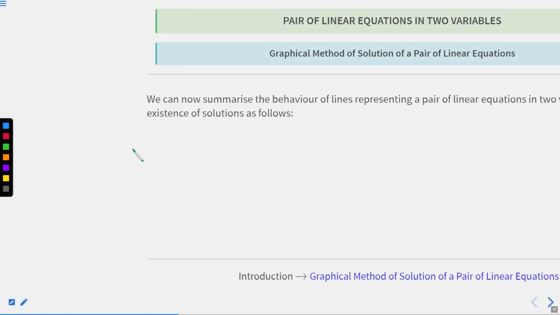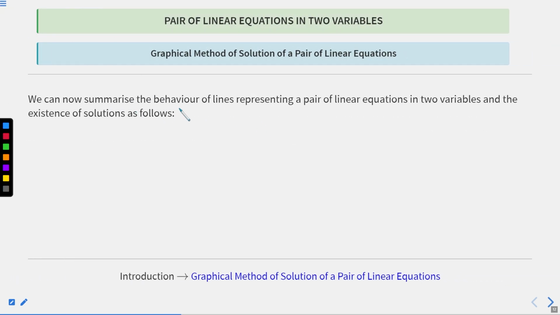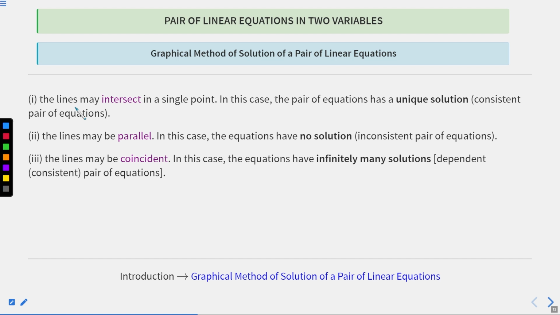Now we can summarize the behavior of lines representing a pair of linear equations in two variables and the existence of solutions as follows. Here we'll summarize geometrically, the graphical method of solutions of a pair of linear equations. So how can we find solutions of a pair of linear equations by graph, that we'll discuss here. The lines may intersect in a single point. In this case, the pair of equations has a unique solution.